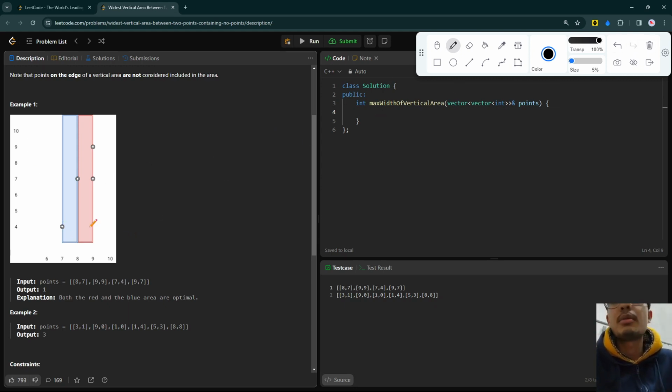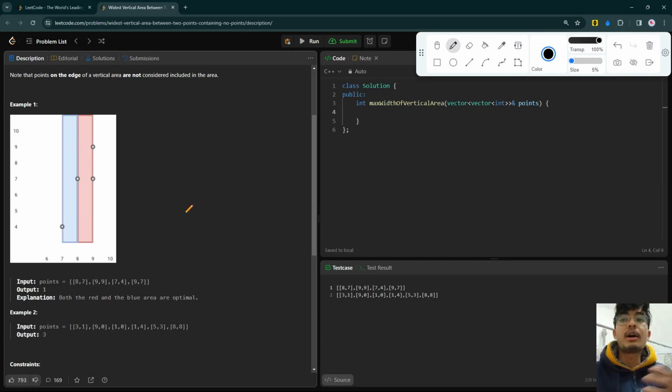So we have to find the maximum horizontal distance between any two points. But we cannot consider this point and this point. Why? Because this point comes in between. The same case is there for this point and this point, because this point is in between. So how can I solve this question?